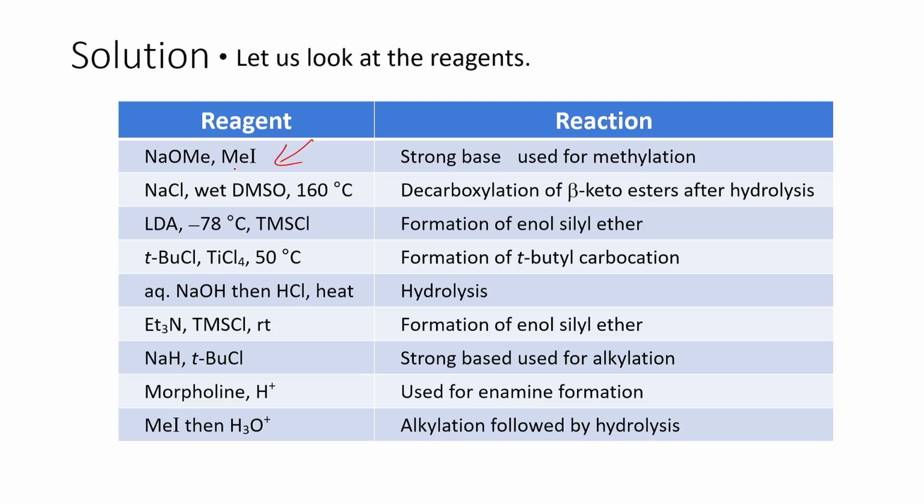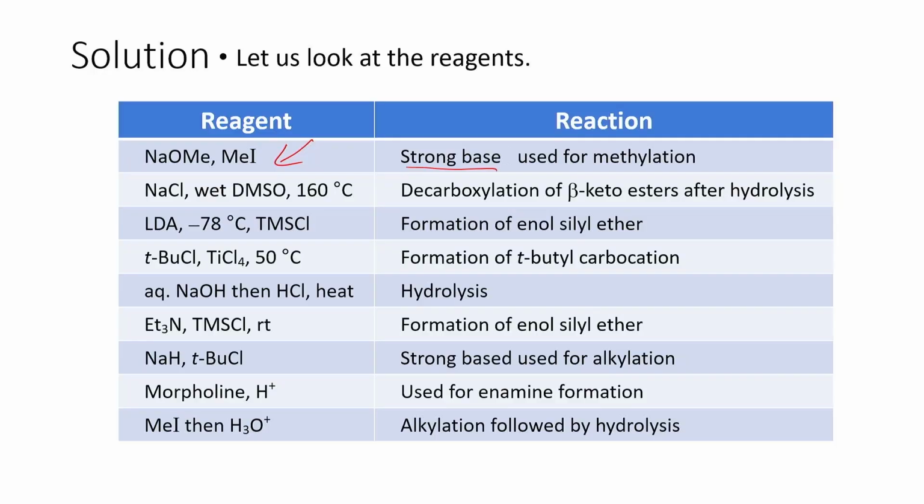Sodium methoxide and methyl iodide. So this is nothing but a strong base used for methylation reaction. The strong base abstracts a proton, and the methylation happens with the methyl iodide. So this is one type of reaction. Another one is sodium chloride, wet DMSO at 160 degrees. So this is basically the decarboxylation of beta ketoesters after hydrolysis, because the wet DMSO will hydrolyze in the presence of sodium chloride, and once you hydrolyze, when you get a beta keto acid at high temperature, that undergoes decarboxylation. So this is the second set of reaction.